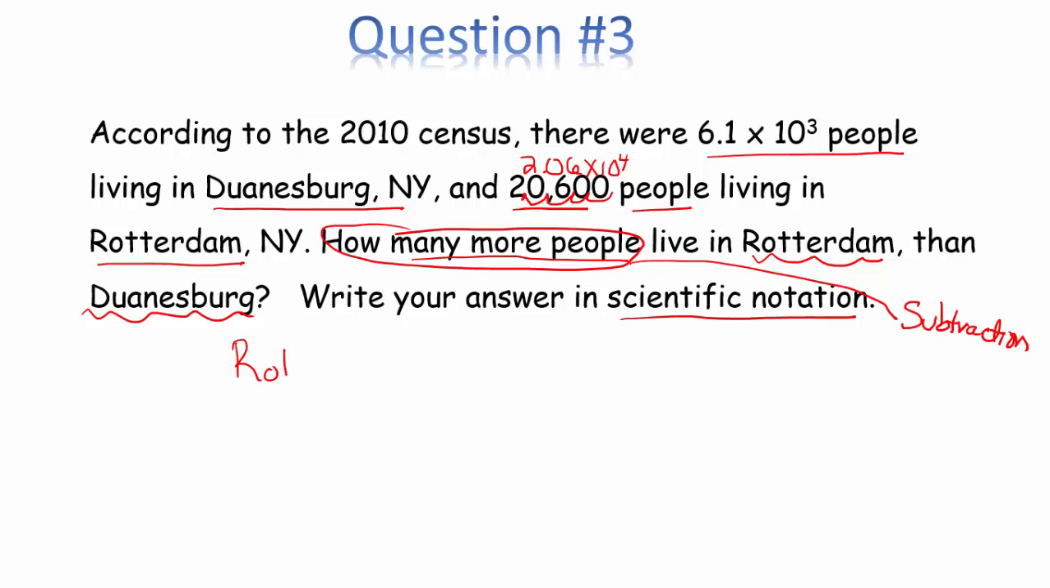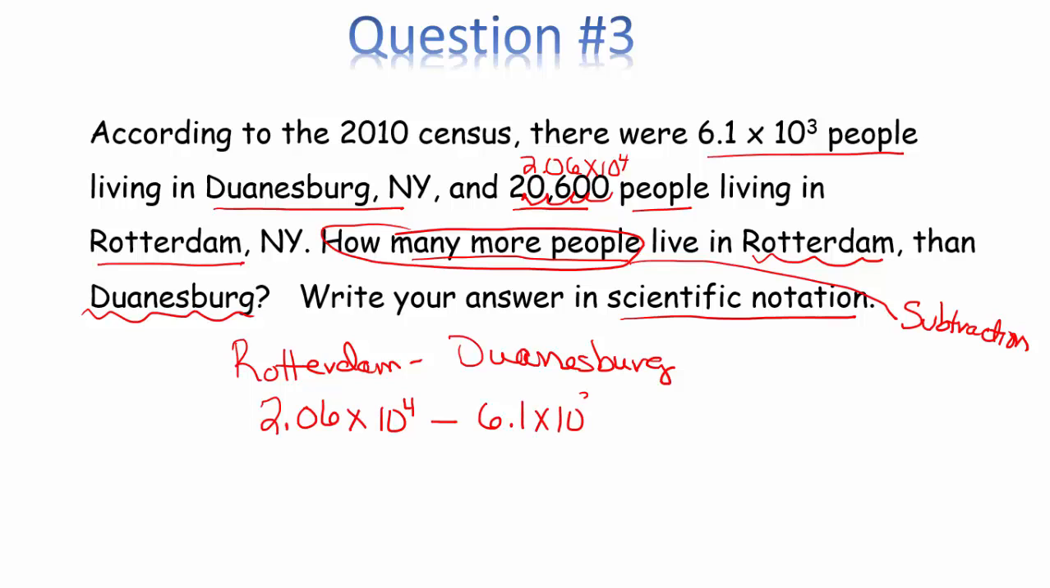So I'll just take the number of people living in Rotterdam, subtract off the number of people who live in Duanesburg, and I'll find out how many more people live in Rotterdam than Duanesburg. So I'm going to take 2.06 times 10 to the fourth minus 6.1 times 10 to the third. We're talking about people. Again, I focus in on my exponents. I say, okay, I need to increase 3 by 1 to get to 4. Left add. That's why I always tell you to increase, because that way we have one process to remember. You're increasing, so we're moving our decimal point to the left, this time one place to the left.